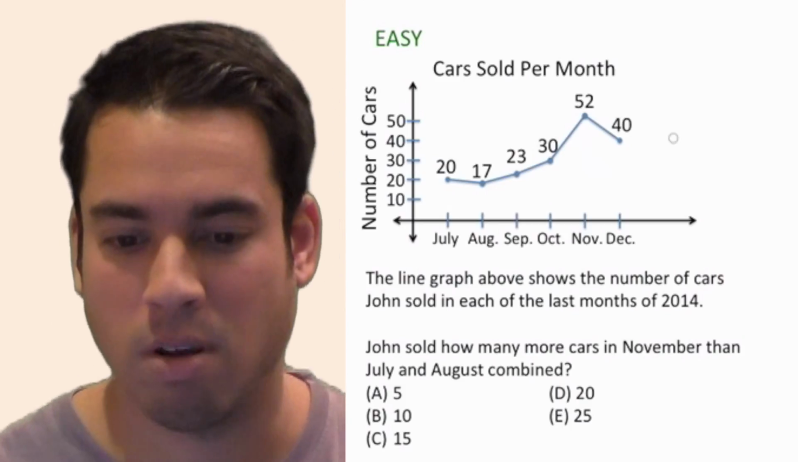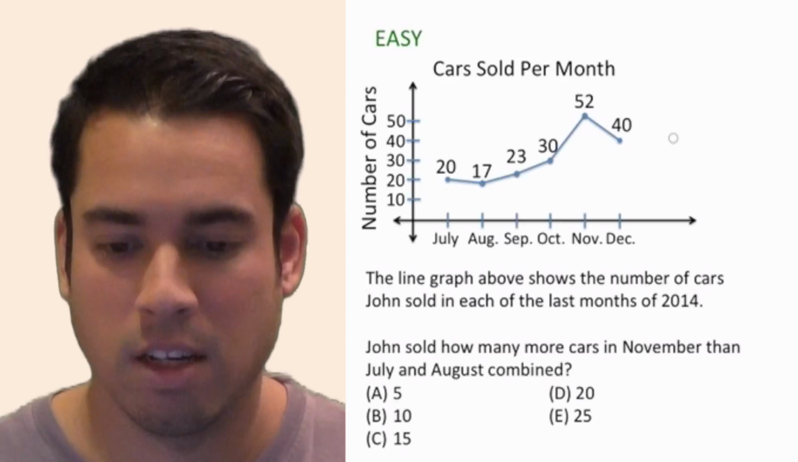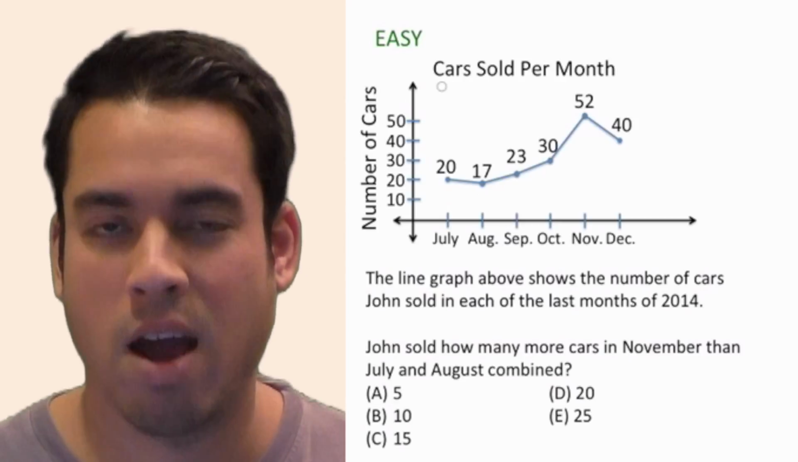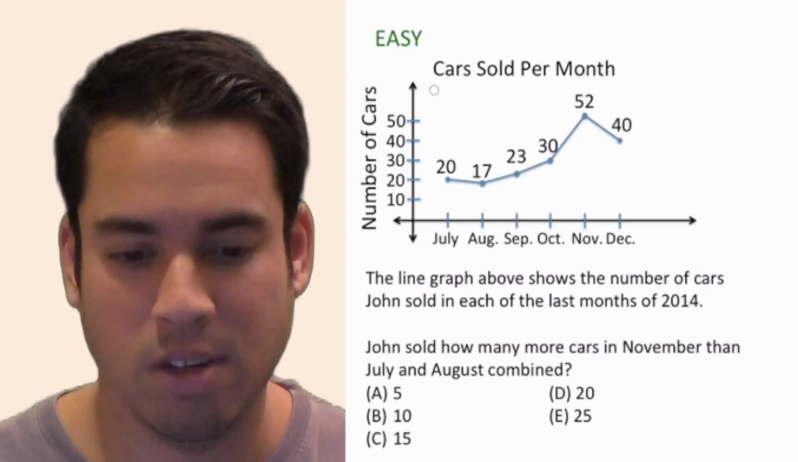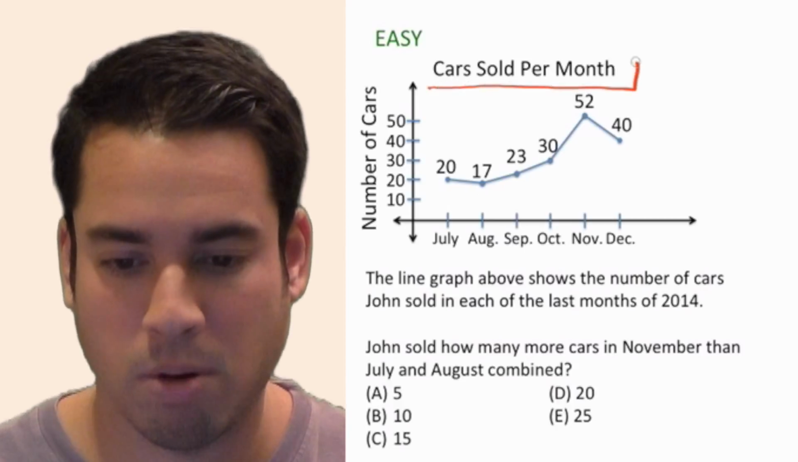In this easy problem, first we have a graph. And it's important to note right off the bat, what is this graph all about? It says right at the top here, it's cars sold per month.